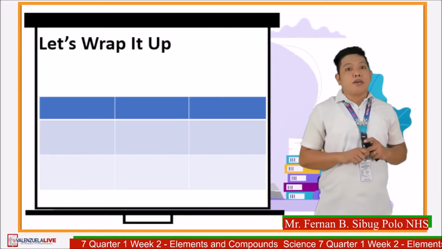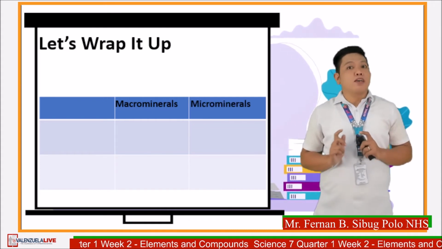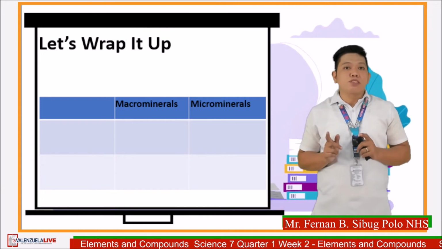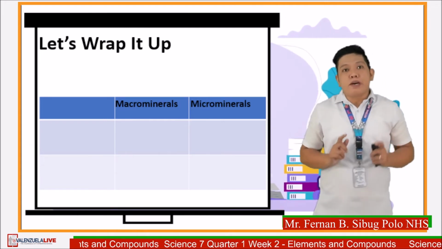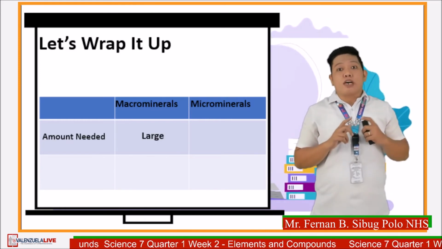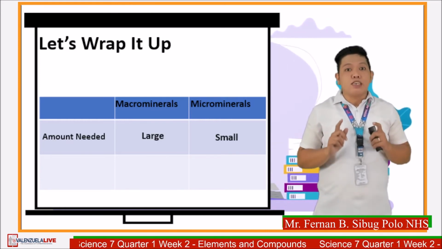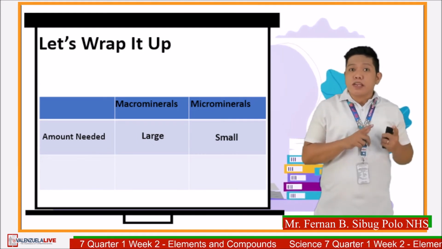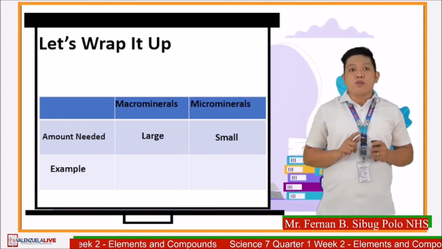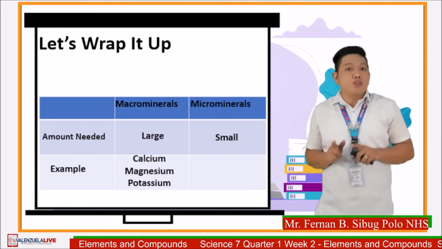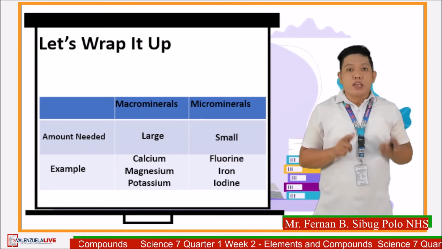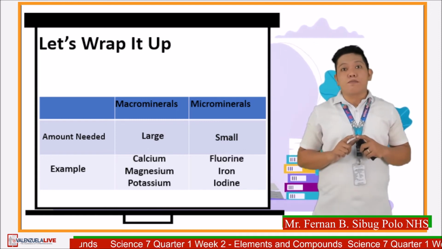For essential elements, we have macrominerals and microminerals. We can compare macromineral from micromineral in terms of the amount needed by our body. Macrominerals are needed in our body in large amounts, while microminerals are needed in smaller amounts. Both minerals are essential for our body to function normally. Calcium, magnesium, and potassium are examples of macrominerals. We have chlorine, iron, and iodine as our examples for microminerals.